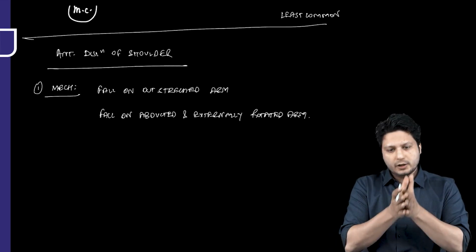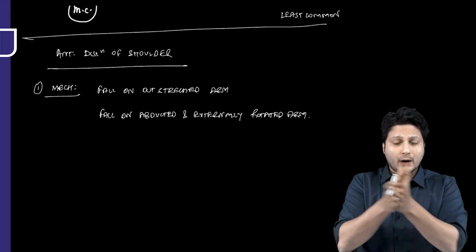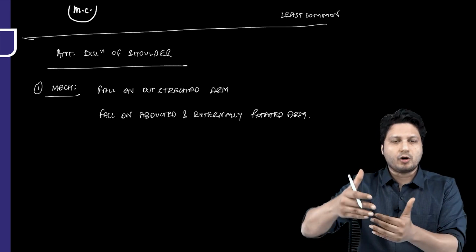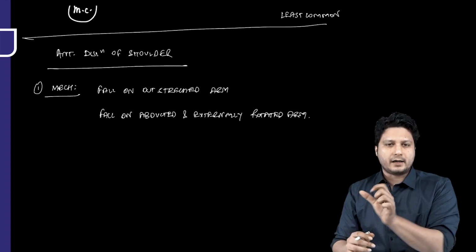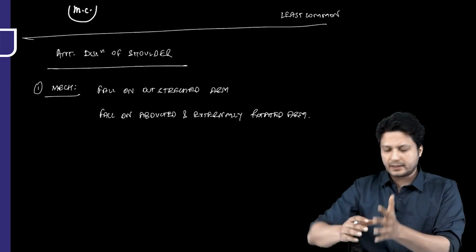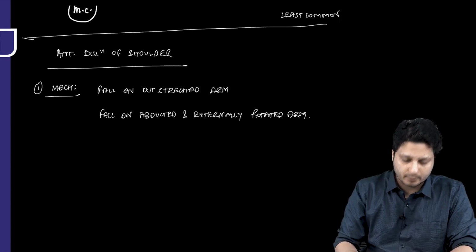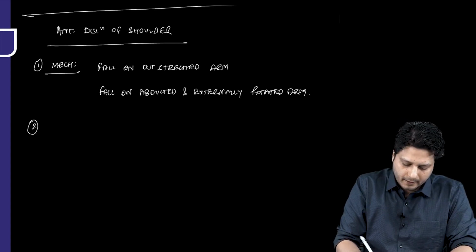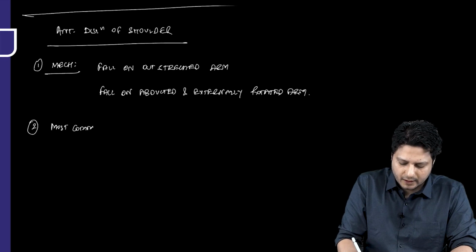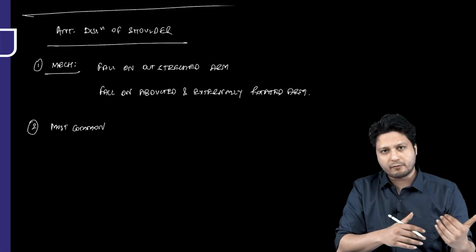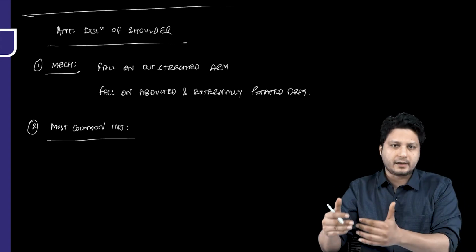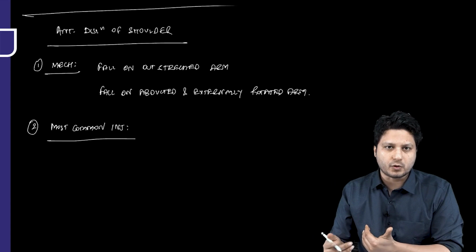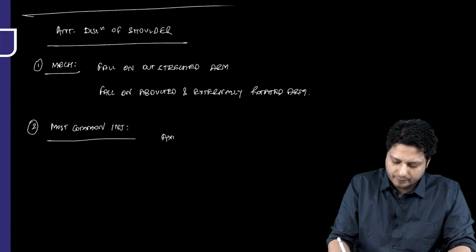Initially, in your questions, they used to ask that there is a fall on an outstretched arm, but now you should be able to understand the meaning of this outstretched arm. It is in abduction and externally rotated position. But now, point number three, what is the most common nerve injury? Now, it is not very difficult to understand. We have already discussed this before also. The most common nerve injury associated with this anterior dislocation or posterior dislocation of the shoulder is the axillary nerve.